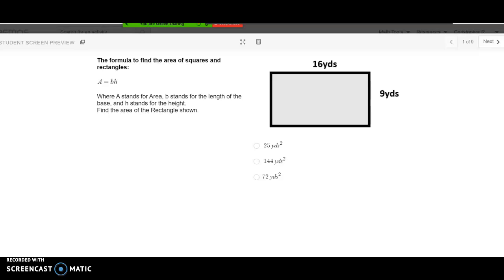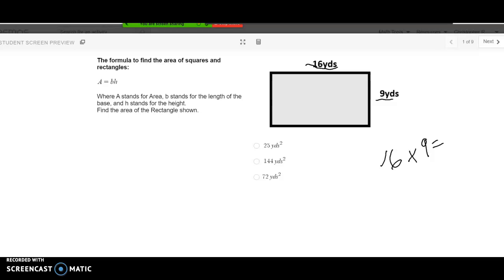So our base in this case is going to be 16. So I'll write down 16. My height is going to be 9, so it's going to be 16 times 9. And that's what I'm going to plug into my calculator.